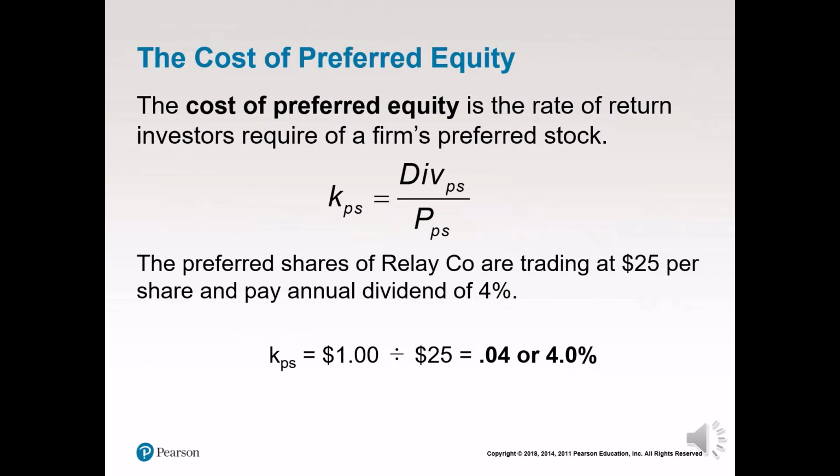The cost of preferred stock is the same as the rate of return that investors require. So we use the calculation to determine the cost of preferred stock of taking the dividend on the preferred stock and dividing it by the price of the preferred stock. You'll see here that $1 is the dividend and $25 is the price. So we identify a 4% cost for preferred.